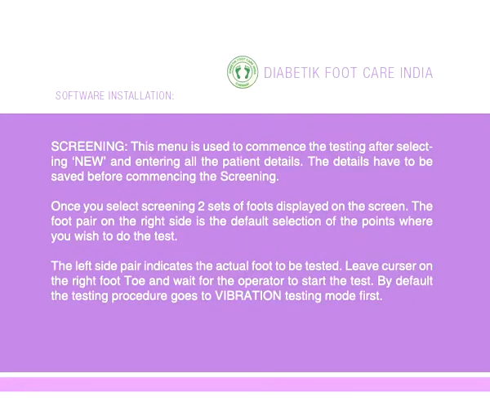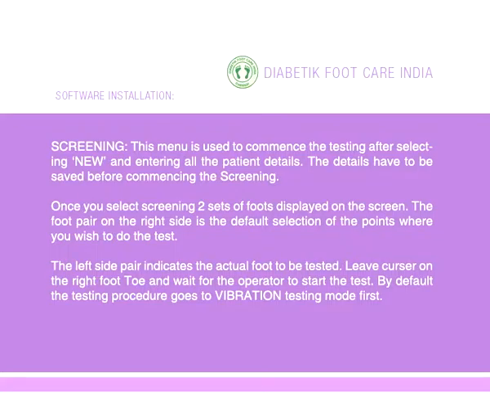Screening. This menu is used to commence the testing after selecting New and entering all the patient details. The details have to be saved before commencing the screening. Once you select Screening, two sets of feet are displayed on the screen. The foot pair on the right side is the default selection of the points where you wish to do the test. The left side pair indicates the actual foot to be tested.